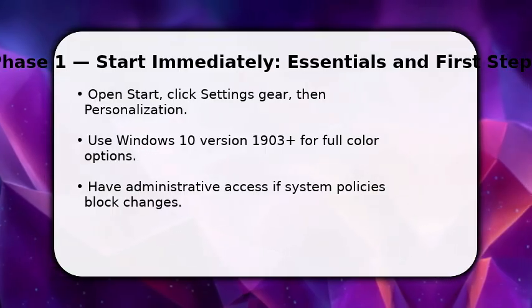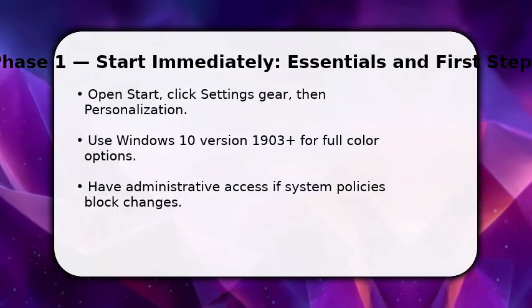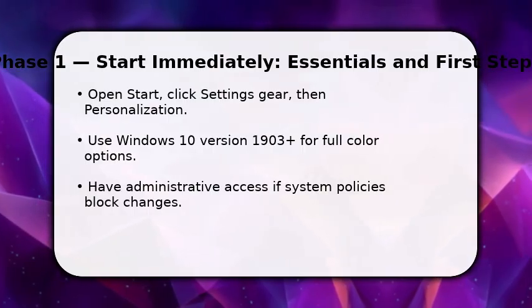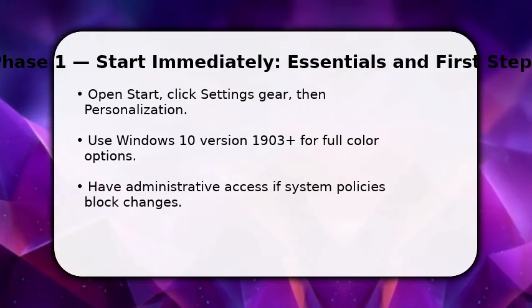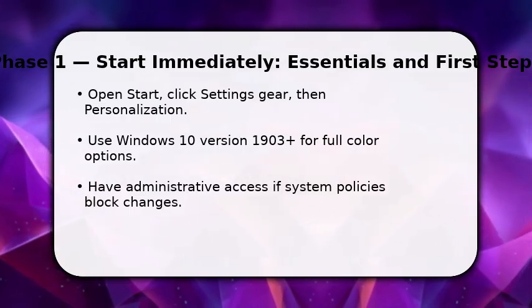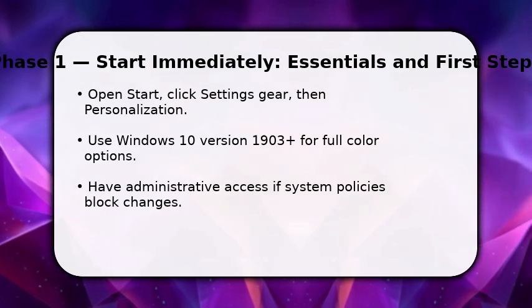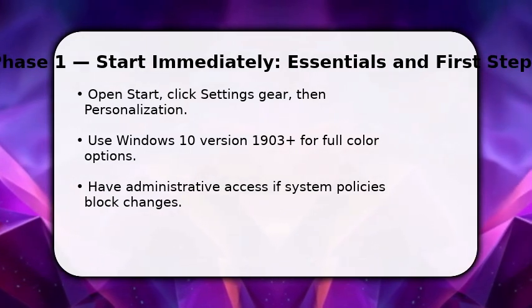Make sure you are on Windows 10 build 1903 or later, since older builds hide some options. If a corporate policy limits changes, request admin access or try a local account briefly. This gets you directly into the interface, so you can change Taskbar color next.